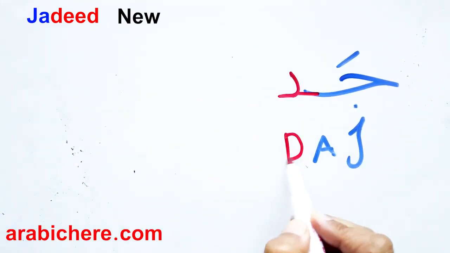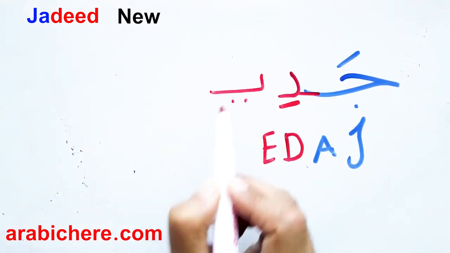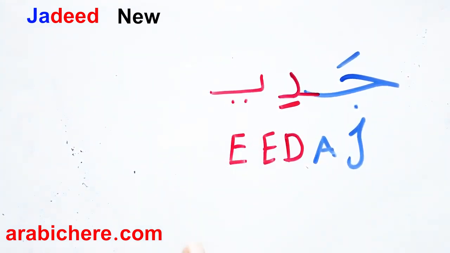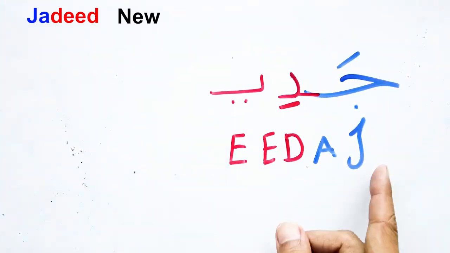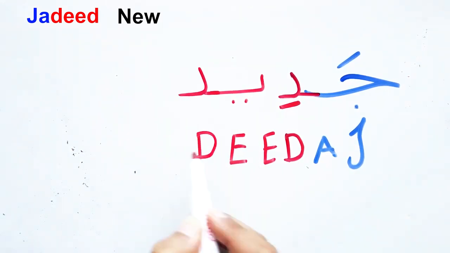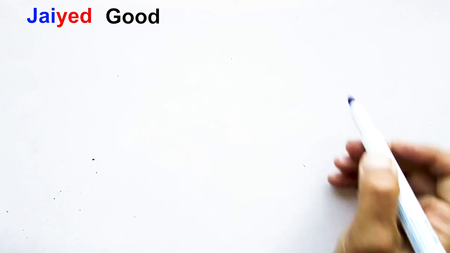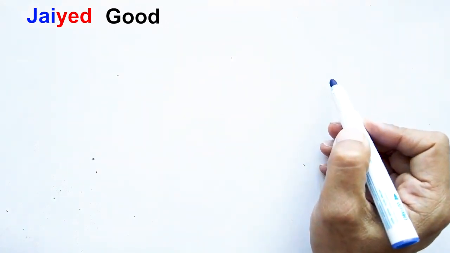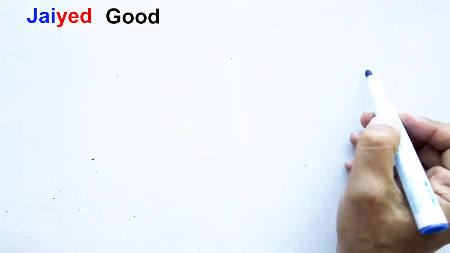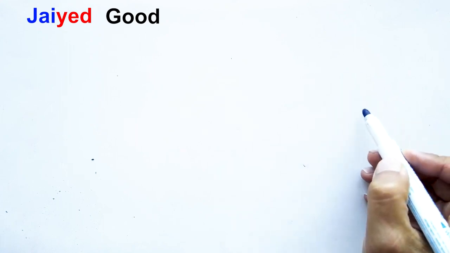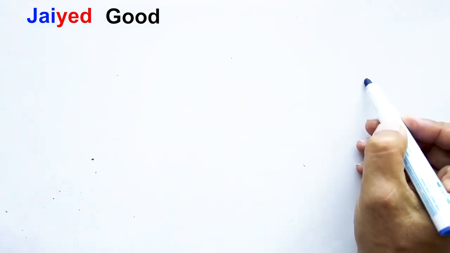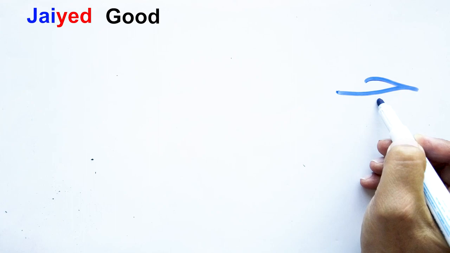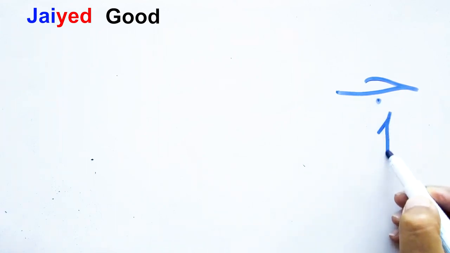In this class, we are gonna continue learning some important adjectives in Arabic. So the first one is جيد. The sound of J. Let's write this letter. That one has the sound of J.